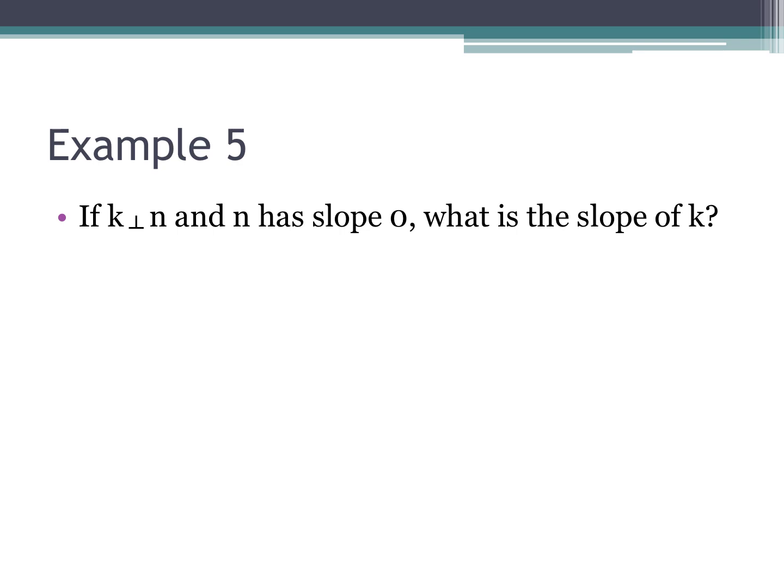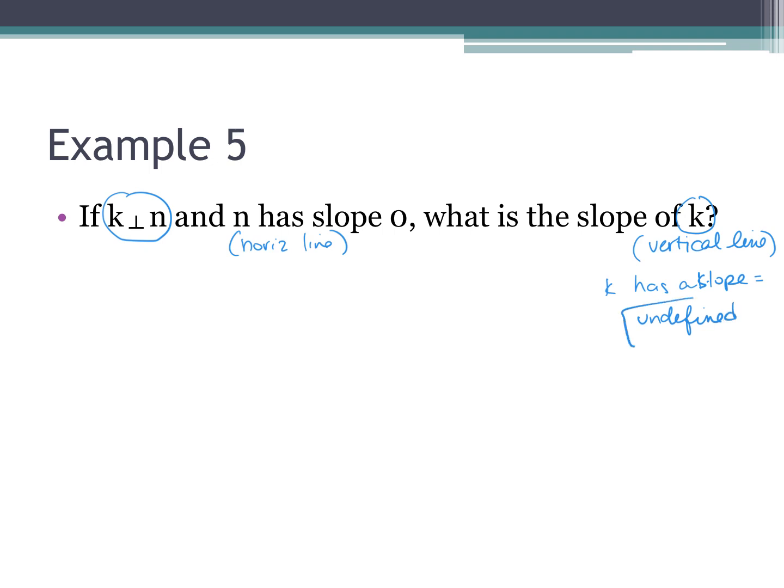So in this slide, we get to perpendicular lines. It says if k is perpendicular to n and n has a slope of 0, well, a slope of 0 means a horizontal line. What is the slope of k? Well, if they're perpendicular to each other, I know that k must be a vertical line, because remember that horizontal lines and vertical lines are perpendicular to each other. So if k is vertical, then k has a slope that is undefined. Okay?